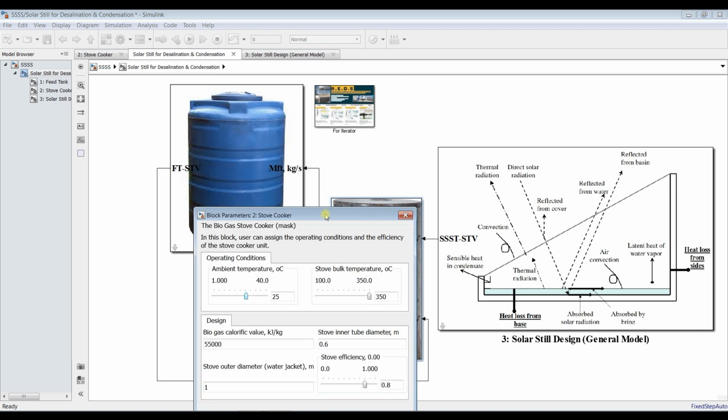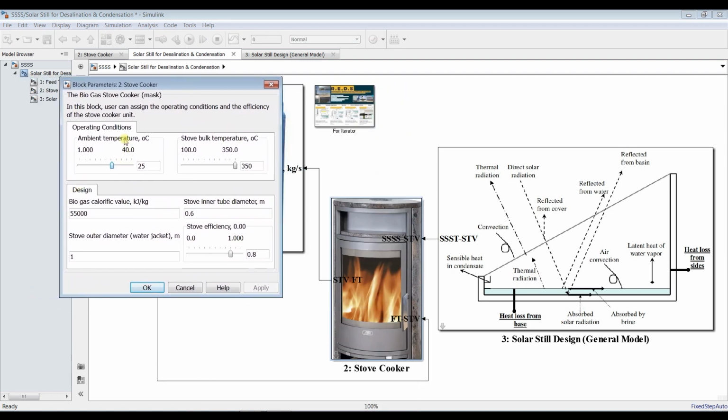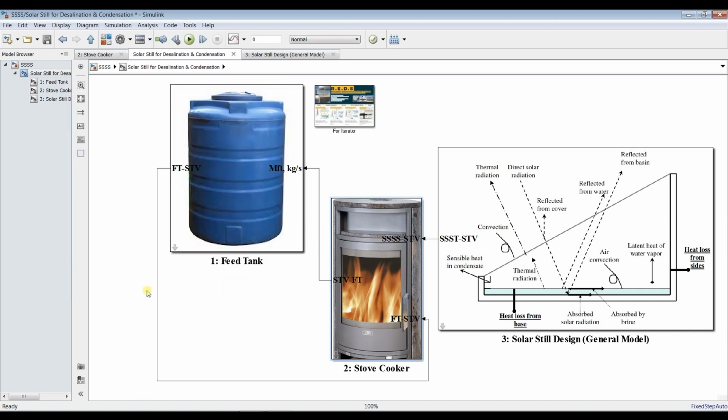For the stove cooker, what is your reference temperature? I will unify our reference temperatures through the whole cycle. It should be 25, ambient temperature. And the stove bulk temperature, you can use dynamic modeling while changing your operating conditions. For the stove bulk temperature, let it be 350 degrees Celsius. You can change this if you would like.